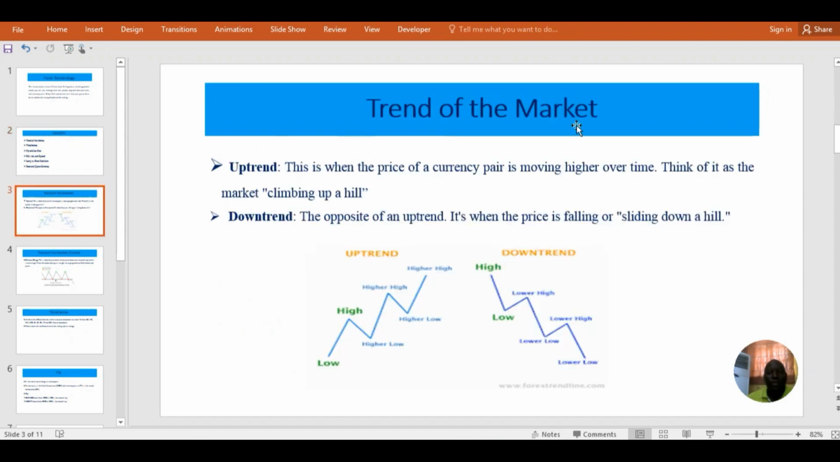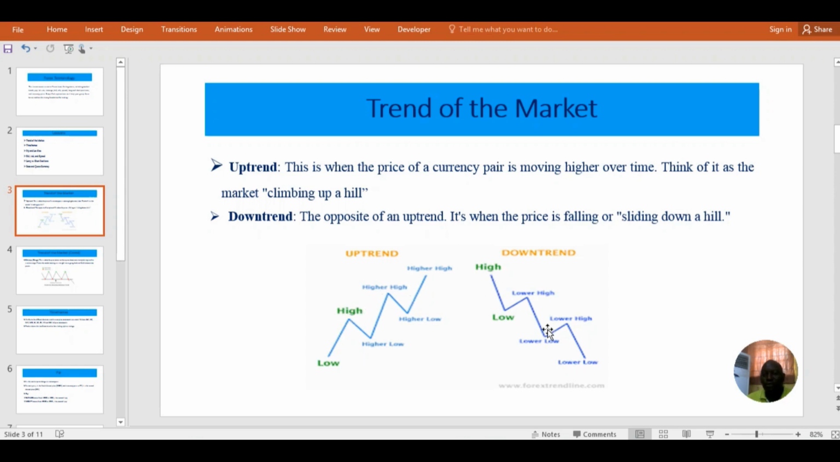So what is the trend of the market? Every market has three directions. It's either an uptrend or a downtrend. A zigzag in the form of upward movement, where we seem to follow the higher low and at the same time a higher high. This means that the new low is higher than the previous low, and the new high is higher than the previous high.